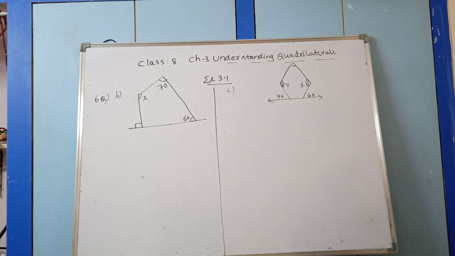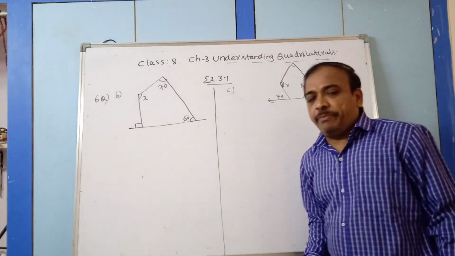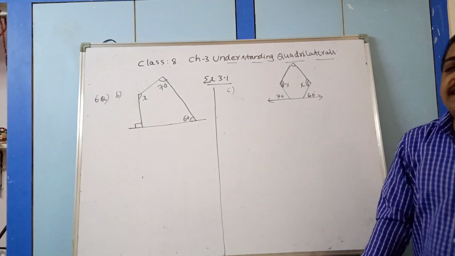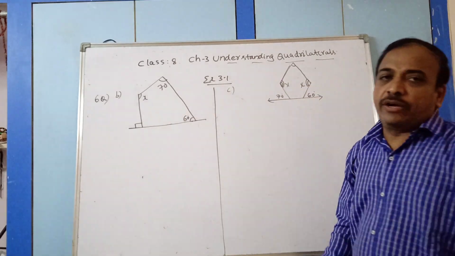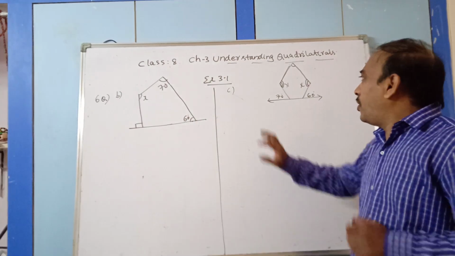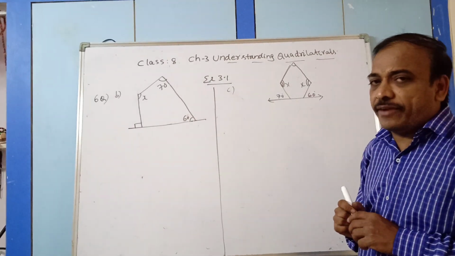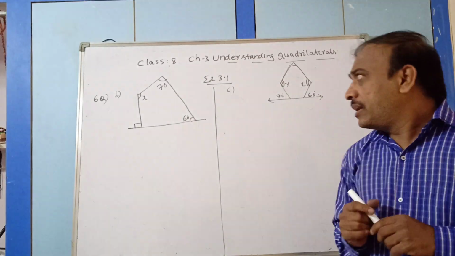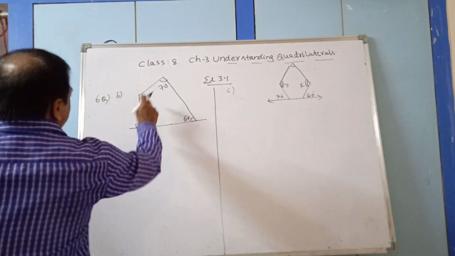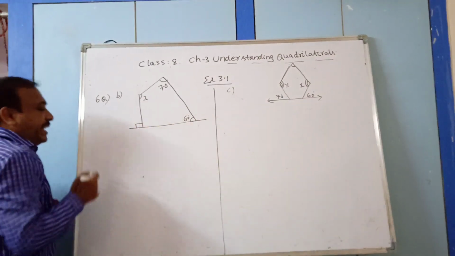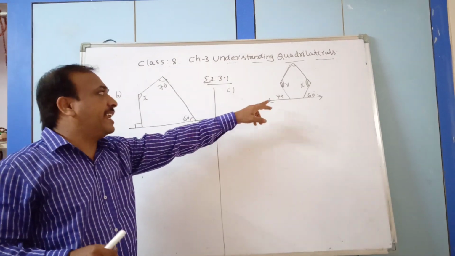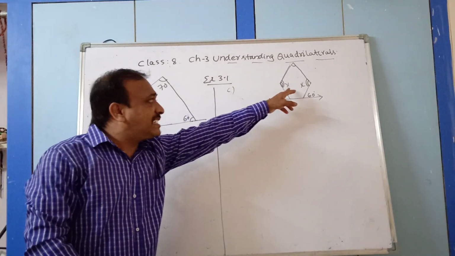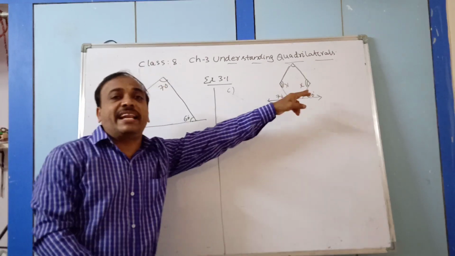Now exercise 3.1. In question number 6, find the missing angle, that is x. Listen carefully, you have to find out x. This is x in question number 6 B, and question number 6 C is the same. Here I wrote x and x, which means those two angles are equal.